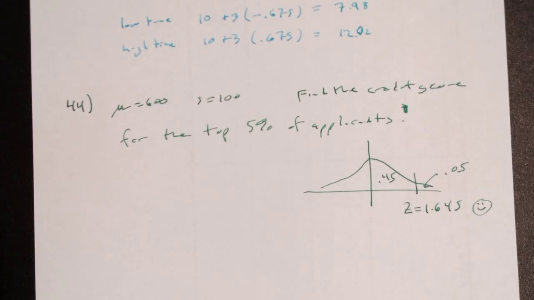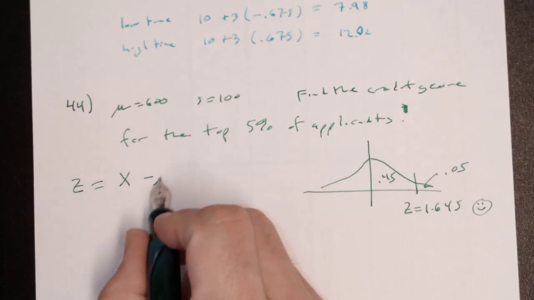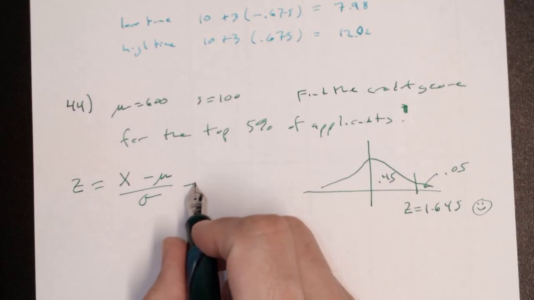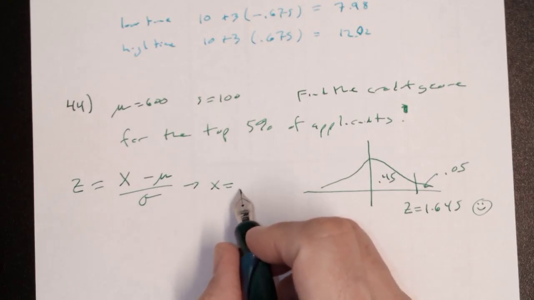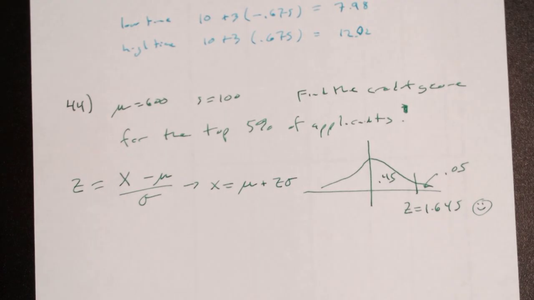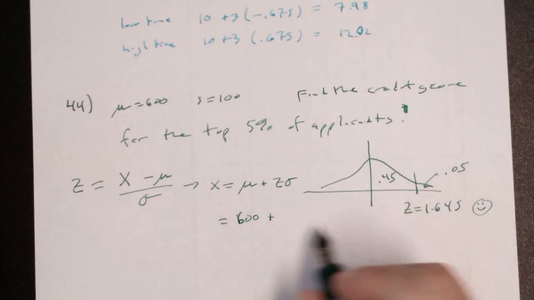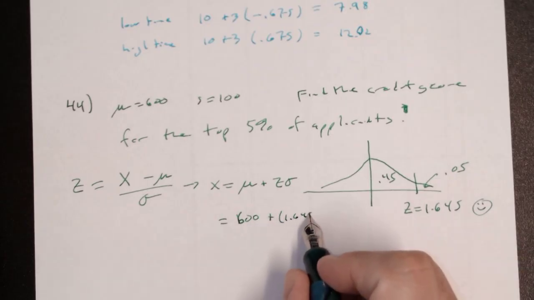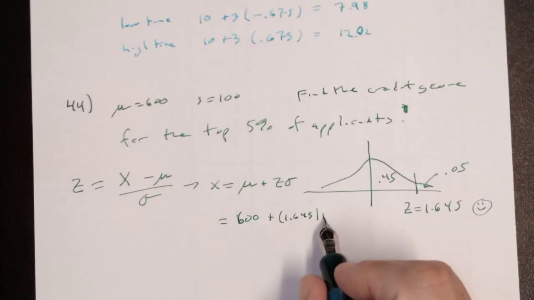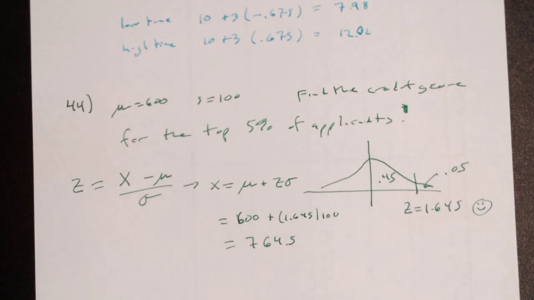And now I need to find the X value. Z is X minus the average over the standard deviation, so X is the average plus Z times the standard deviation. You can work that formula out in advance if you want. Then all I need to know is which one I'm going from and to. So this is 600, our average, plus the Z-score, 1.645, times our standard deviation, and I get 764 and a half.